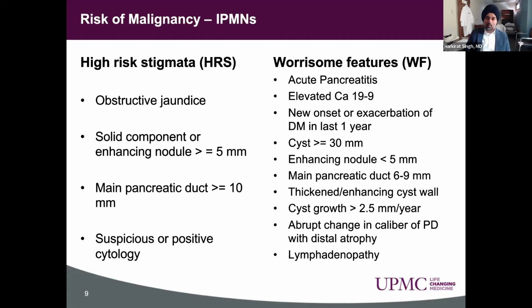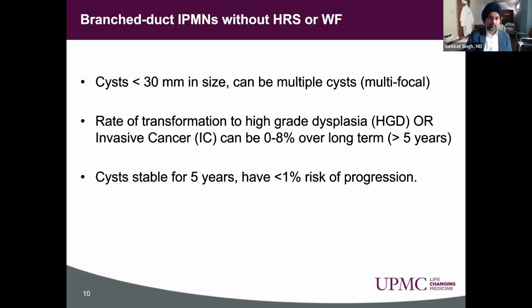if the wall of the cyst is not a nice thin wall, but is thickened at one point, irregular, or enhancing on imaging, if the rate of growth of that cyst is more than 2.5 millimeters per year, if there is an abrupt change in the caliber of the main pancreatic duct, or if you see lymph nodes around. These things are worrisome, not as high risk, but they are not completely low risk.